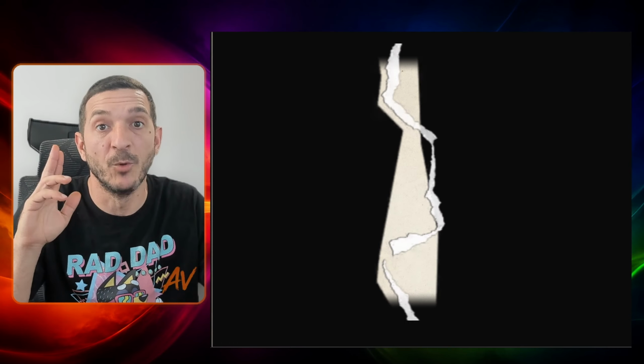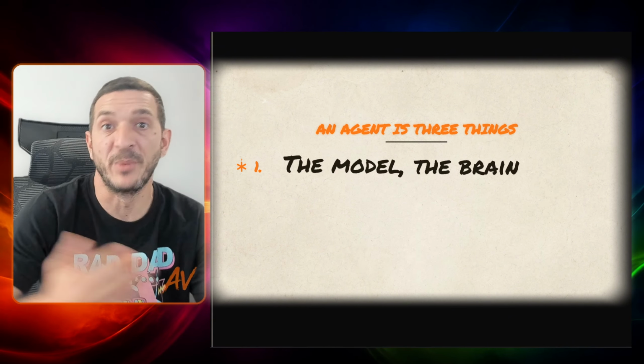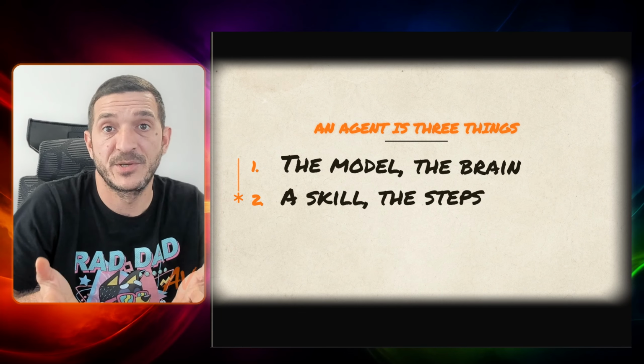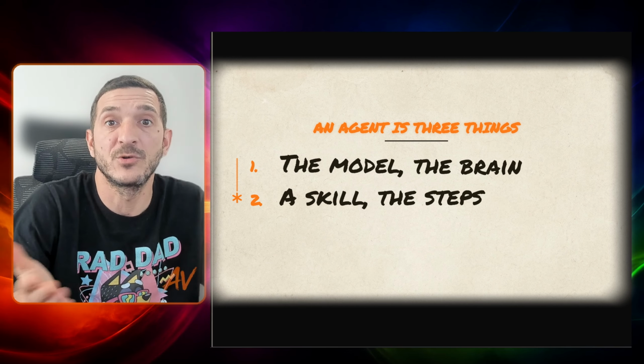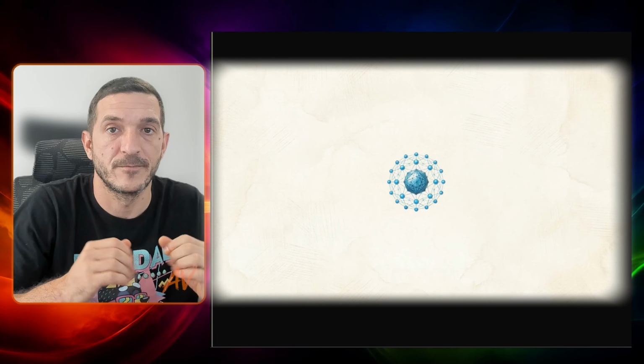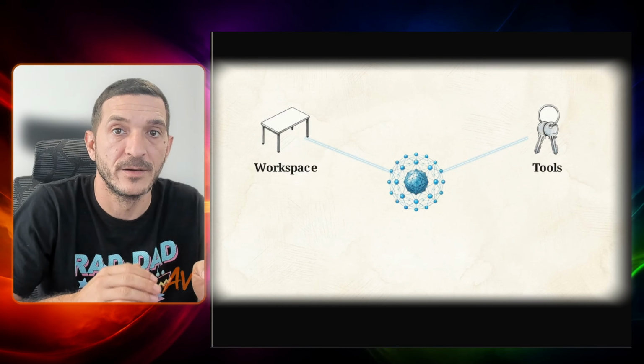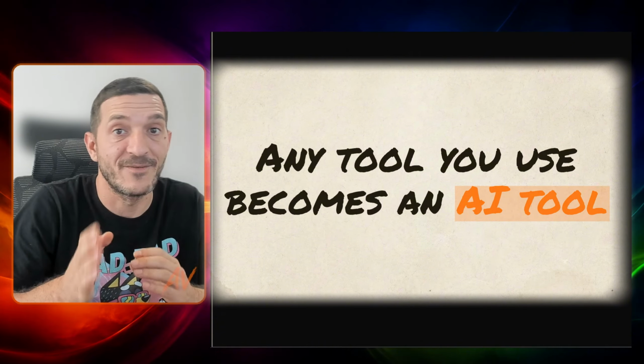Quick and simple. The agent is three things. The model, which is Claude. The brain, which is already there and working. The skill, which are the steps written in plain English. And its tools, which can be your email, the folder, whatever the agent can touch. Any tool that you use every day, you can connect it, and it becomes a tool that the AI has access to.